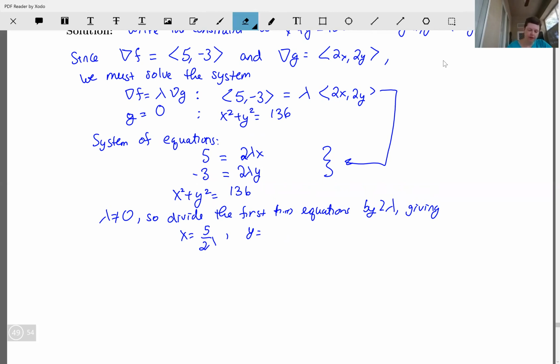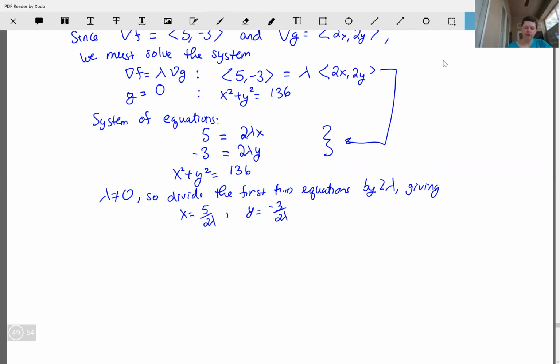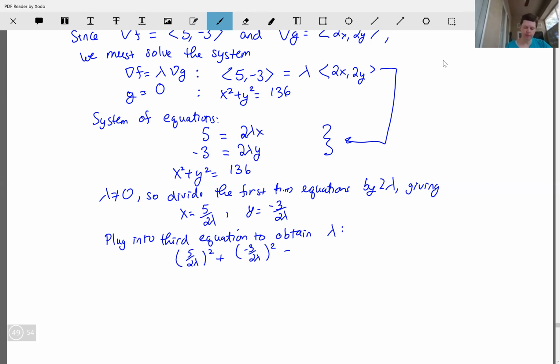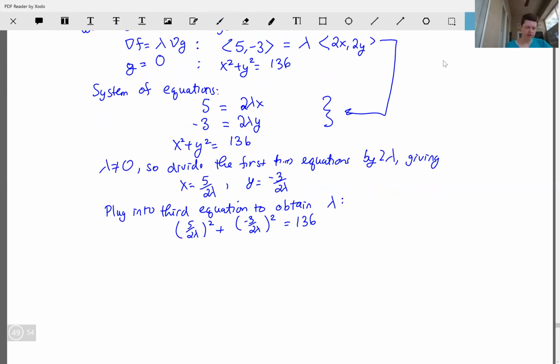So here we go. We have x is equal to 5 over 2 lambda, and y is equal to negative 3 over 2 lambda. So if we plug that into the third equation, we can solve for lambda. So I'm going to get 5 over 2 lambda squared plus negative 3 over 2 lambda squared equals 136. 25 plus 9 is 34 over 4 lambda squared is 136. Although technically that's 17 over 2 lambda squared is 136.